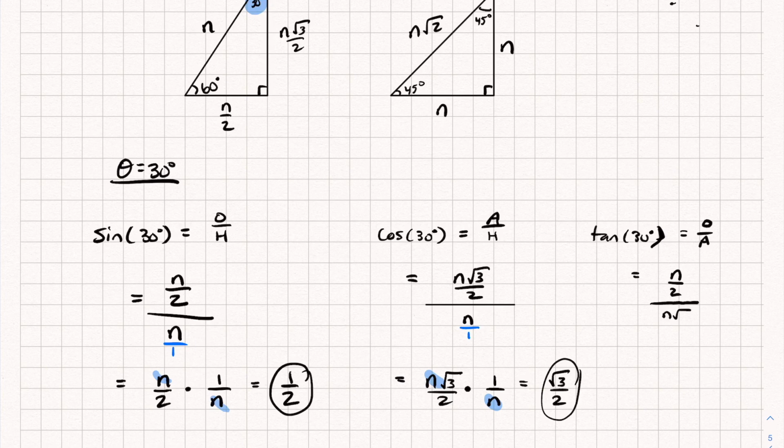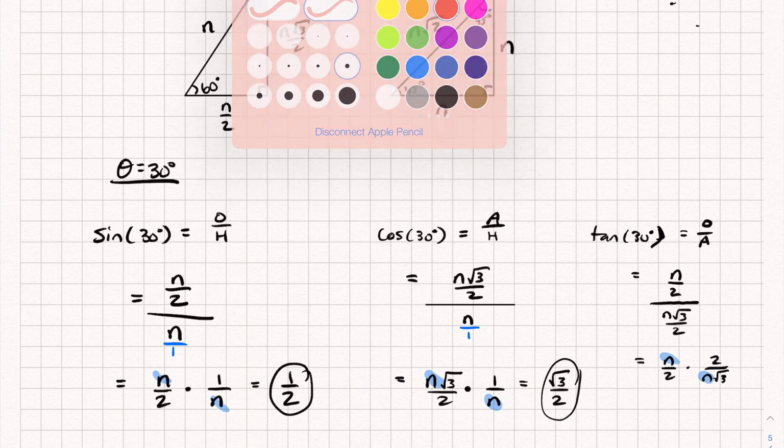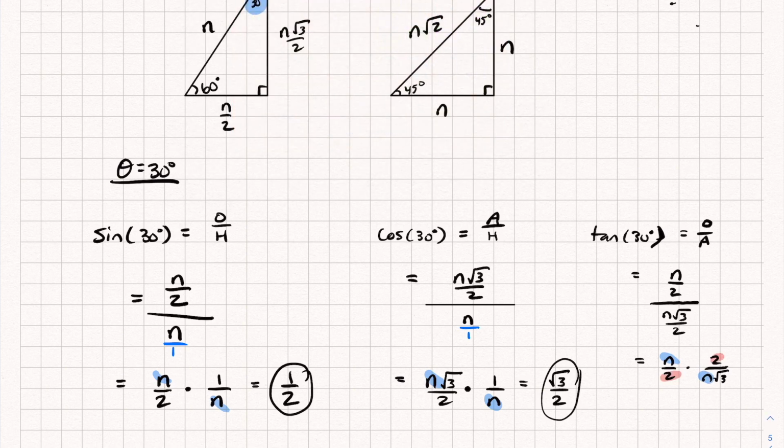Keep, change, flip. The n's will cancel. The 2's will cancel. So I get tangent is 1 over root 3. Notice I need to rationalize this. So multiply top and bottom by root 3, and I get root 3 over 3. That's tangent of 30 degrees.